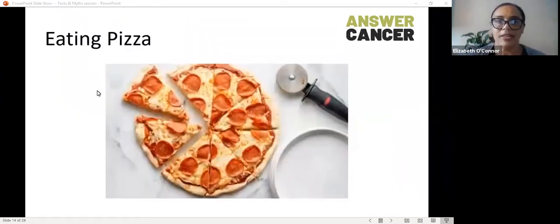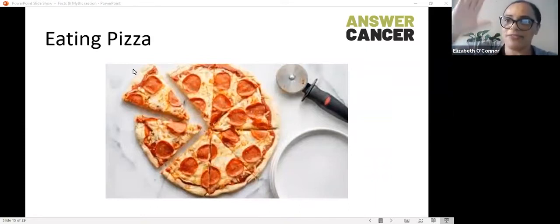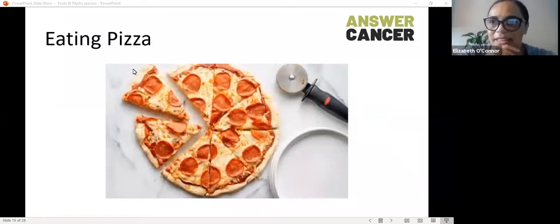Okay, so this is a funny one. Can eating pizza increase your risk of getting cancer? So put your hand up if you think it's a fact, and keep your hand down if you think it's a myth. Okay, so we've got a few raised hands. I'll give you another second for those who may want to raise a hand. Okay.